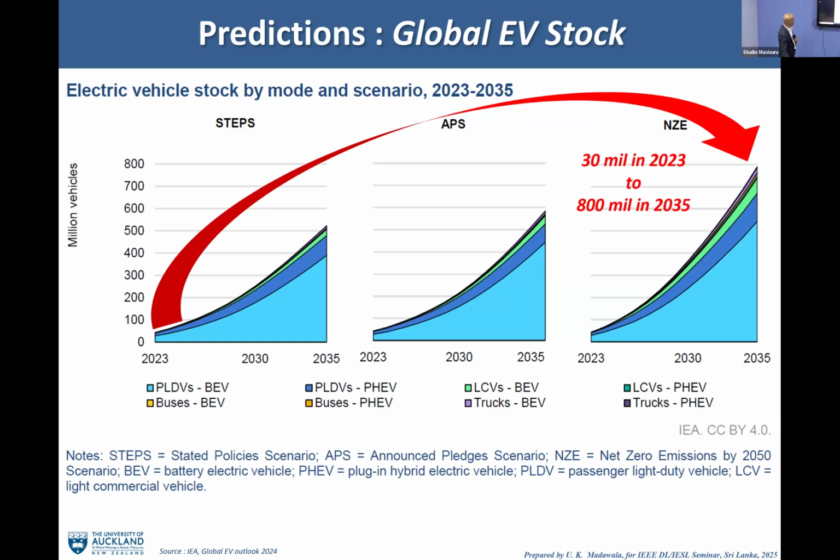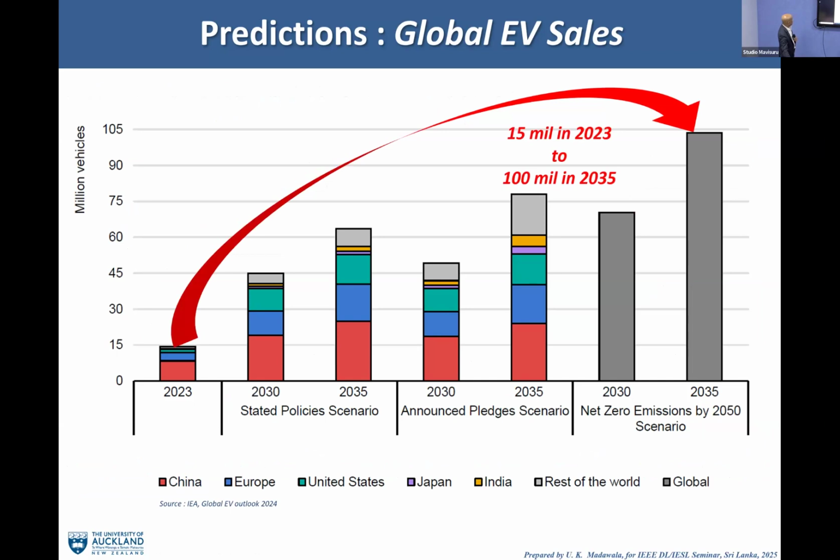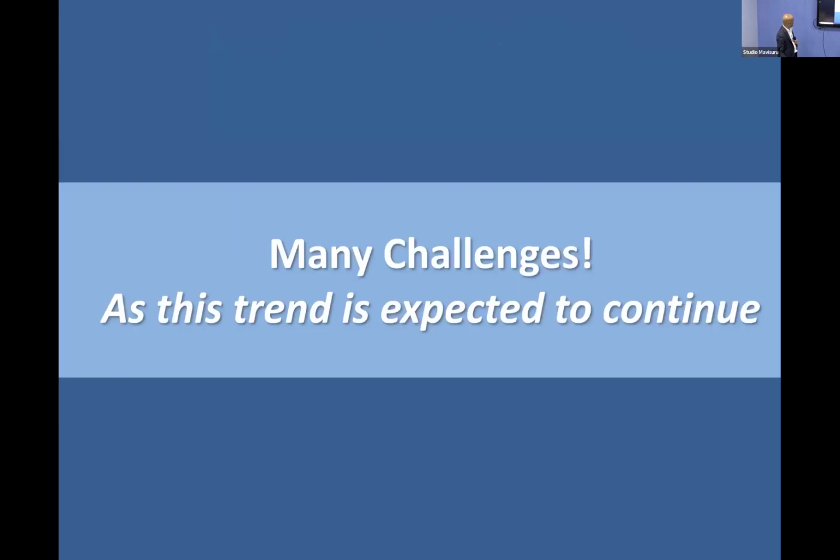So obviously there are going to be some problems. Again, global EV sales are expected to grow from 15 million to 100 million. That's a huge jump by 2035. So what are the challenges? As you can see, there are many challenges as this trend is expected to continue. I'm going to look at some of the challenges, not every one, because I can't do that, but give a summary of them and some of the technical solutions, what we can do. Then I'll talk about EV charging.